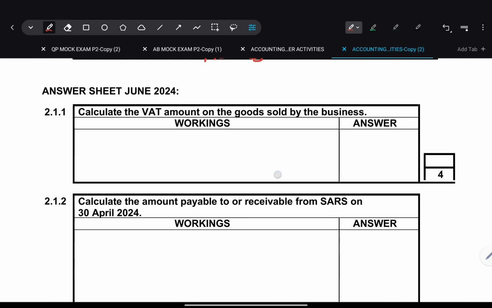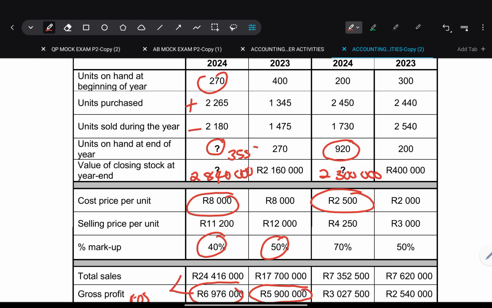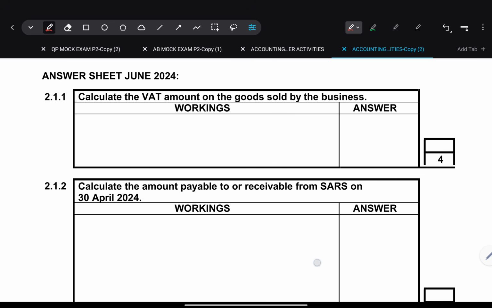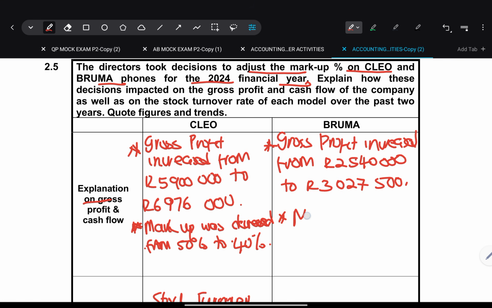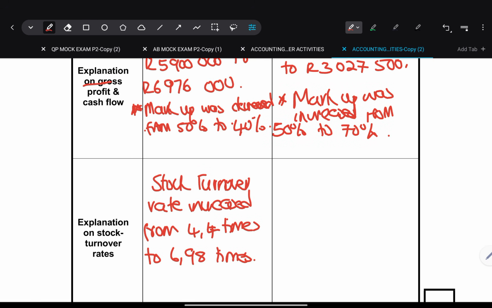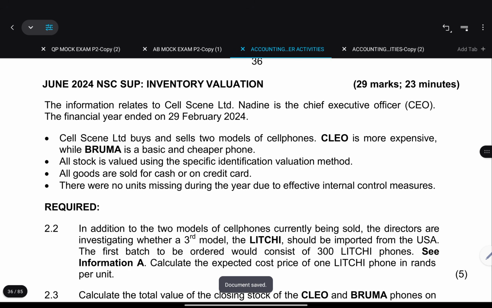Now let's also talk about the markup. If you look at their markup, you'll realize that their markup was increased from 50% to 70%. So we can say here, markup was increased from 50% to 70%.